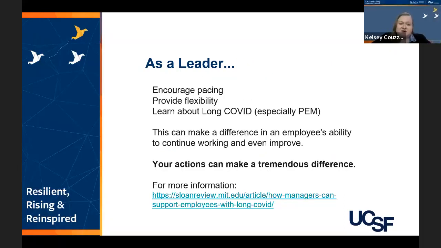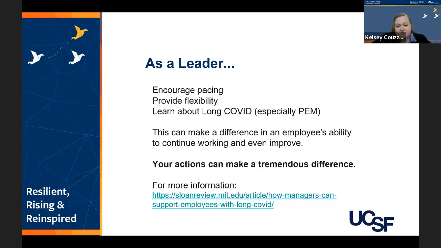As a leader, how can you help employees? You may or may not know if your team members have a disability. Many times people aren't comfortable talking about it. So how can you build an environment that's safe for everyone? You can encourage pacing and provide flexibility.